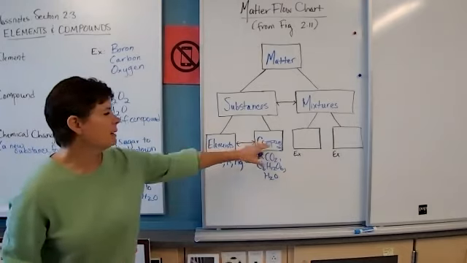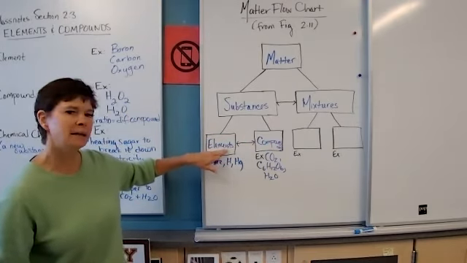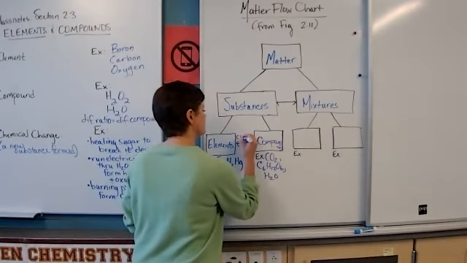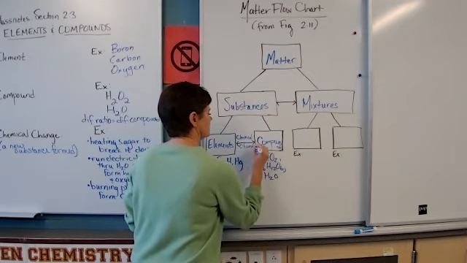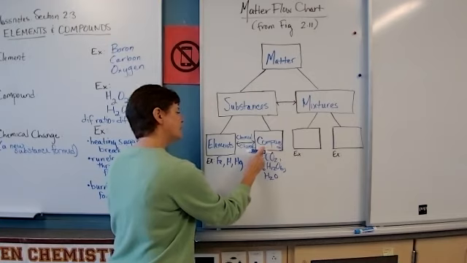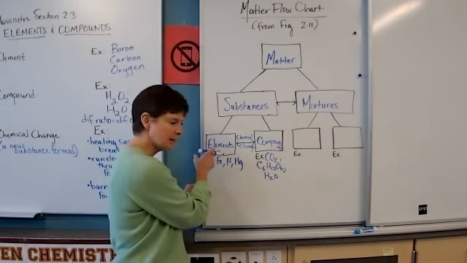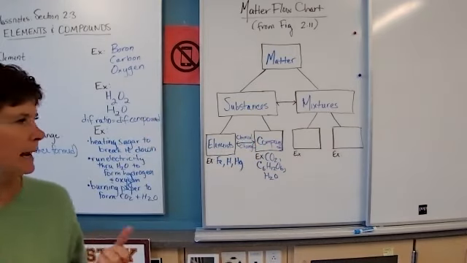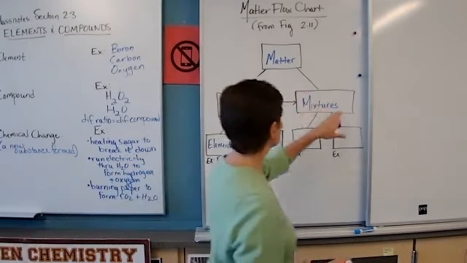Elements and compounds are related in that if we combine elements chemically, we get compounds. So this would be a chemical change. Conversely, we can break down compounds and end up with the elements they came from by breaking them apart and having a chemical change occur.